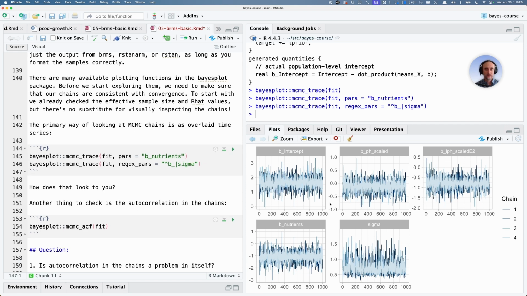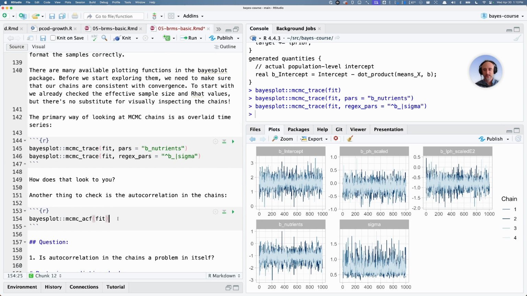And in general, this looks fantastic. We already knew the effective sample size and R hats were great, so no surprise. These trace plots also look great.